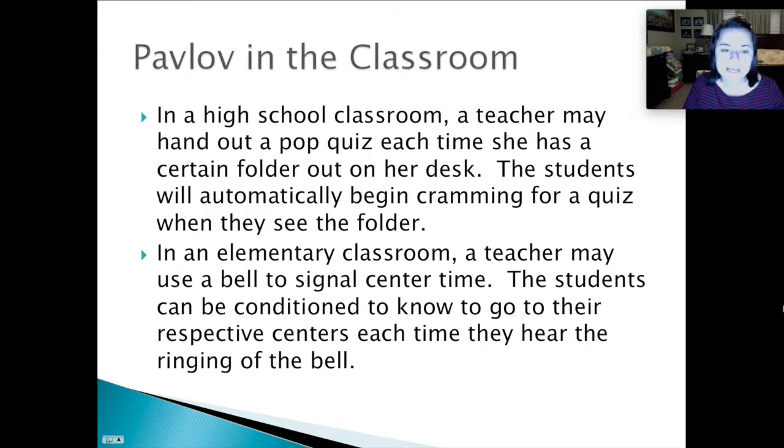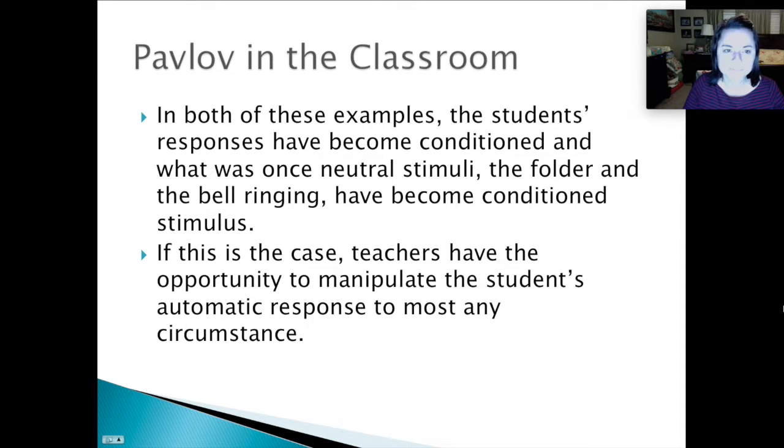In an elementary classroom, a teacher may use a bell to signal center time. The students can be conditioned to know to listen for the bell. When they hear the bell, they know what to do. Their response is conditioned, and the ringing of the bell becomes a conditioned stimulus. In both of the examples, the students' responses had been conditioned, and what was once a neutral stimulus, the ringing of the bell or the folder, has become a conditioned stimulus. If this is the case, teachers have an opportunity to manipulate students' automatic response to almost any circumstance.